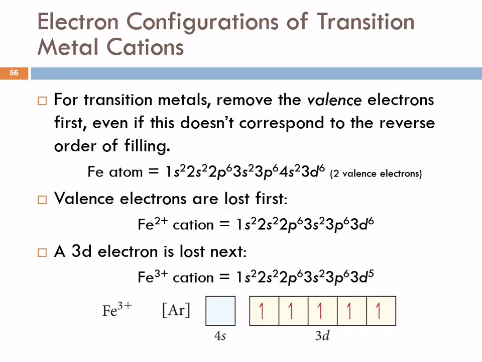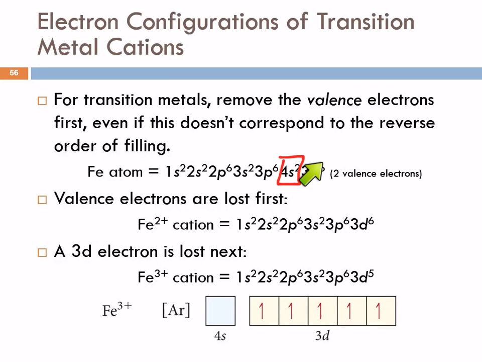Transition metals, not as simple. You're going to remove the valence electrons first, even though those may not have been the last ones added. Those are the ones in the outermost shell, and those are the ones that are going to get removed. So if we look at iron, here's the electron configuration for iron. There are 2 valence electrons. Most of the transition metals have 2 valence electrons. It's those guys right there.